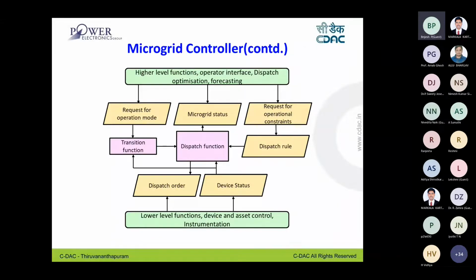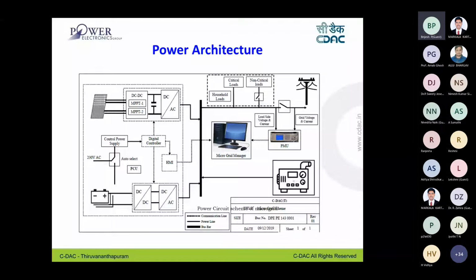You have the lower level functionalities and the instrumentation, then dispatch and transition controls, and at a higher level you have your forecasting and optimization things. Then the power architecture.